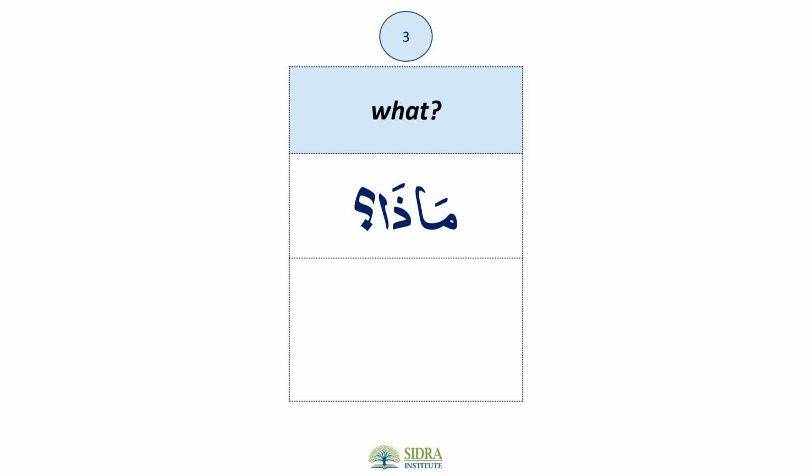Next we have madha. Repeat. Madha. Once more. Madha. And it means what. For example, ماذا درست? What did you study? One thing to note here, that the difference between ma and ماذا is that ماذا generally appears before verbs.